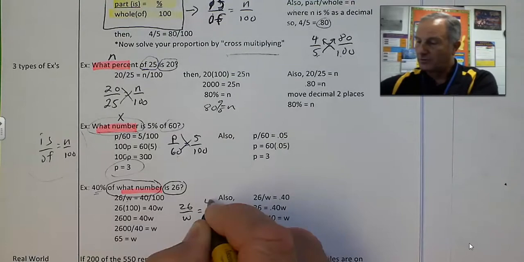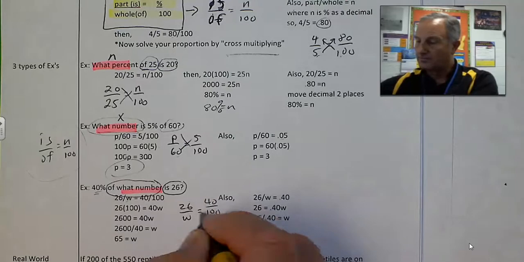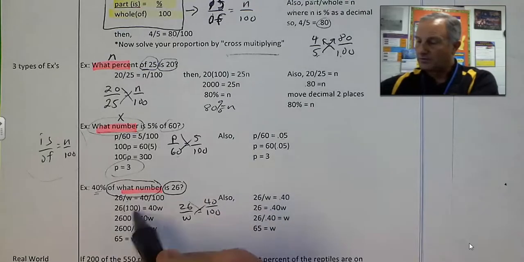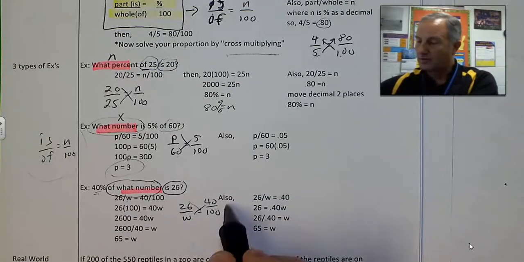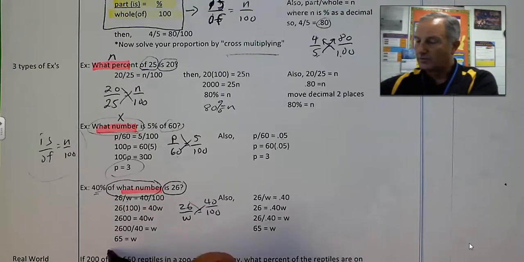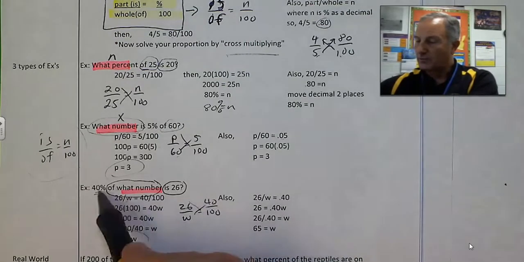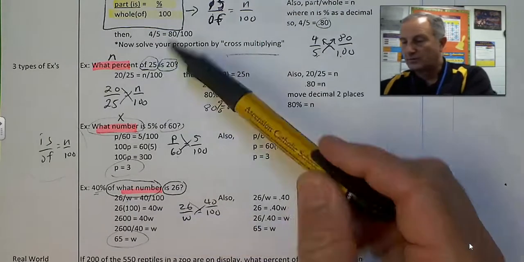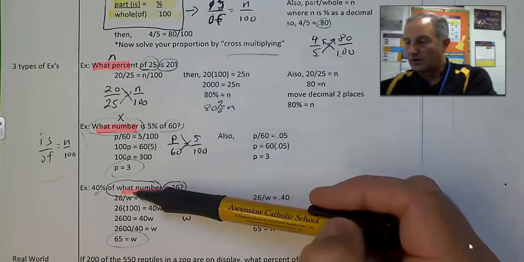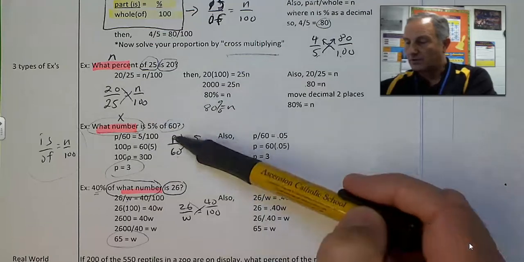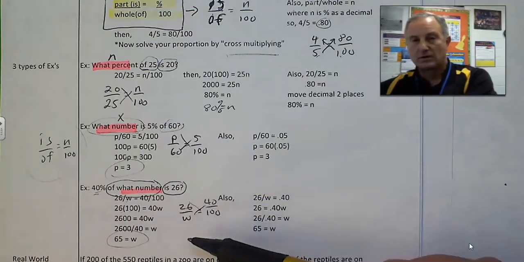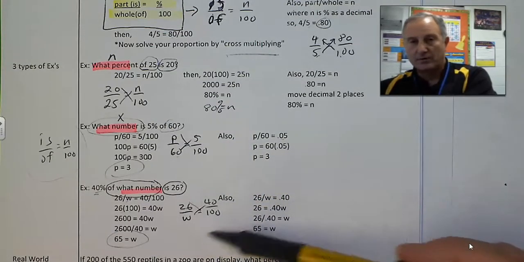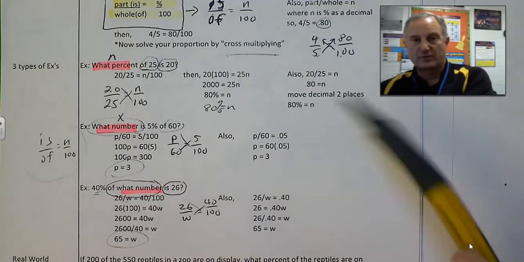That's my of. I don't know what it is. Percent is 40 out of 100. Cross multiply. 26 times 100 equals 40W. That's 2600 divided by 40, 65. 40% of 65 is 26. Okay, so here's 3 examples. You're looking for the percent n. You're looking for the is. You're looking for the of. It's down below. And set them up all the same way and solve them the same way.